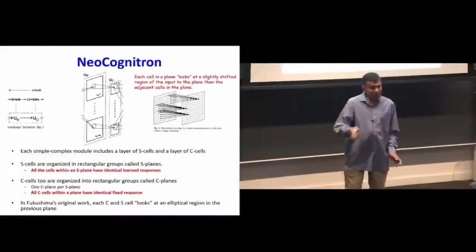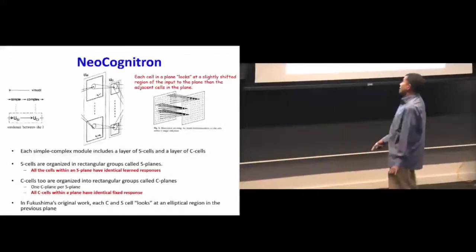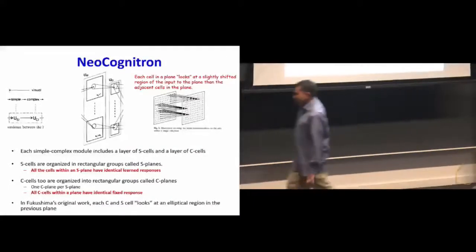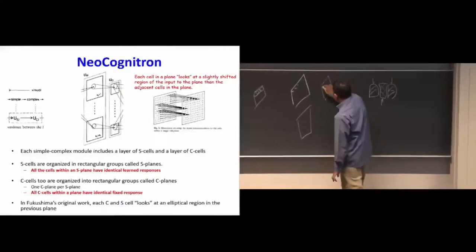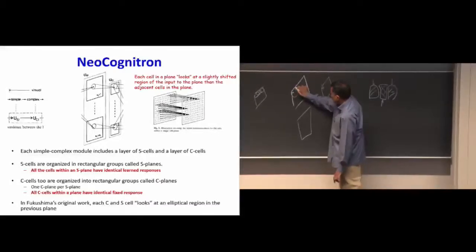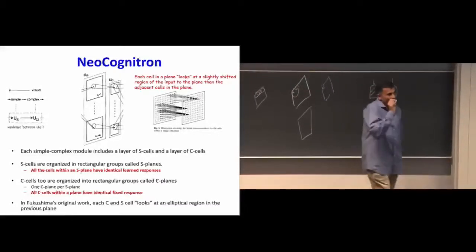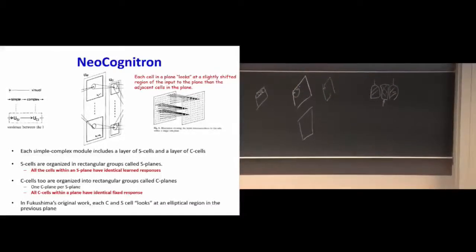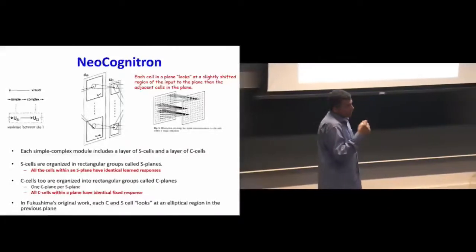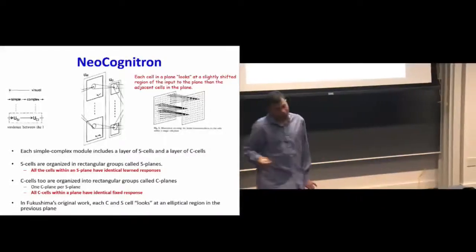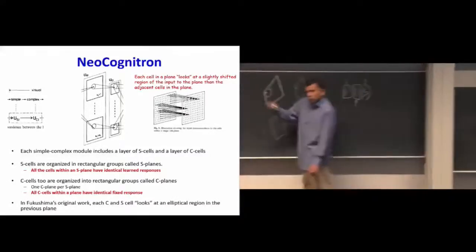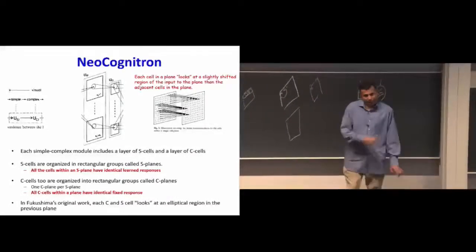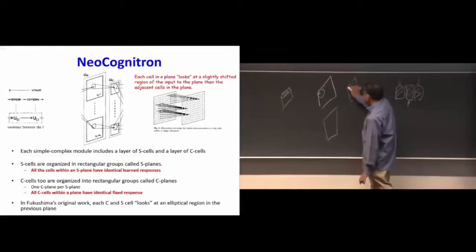And then following each S plane is a C plane, where the C plane behaves very similarly, except that within each C plane, each cell over here looks at a group of cells out here and picks up the largest value and copies it over. Now, he didn't actually say it was the largest value. The point was that each of these guys responds to this group of units. And again, all of these have identical responses.